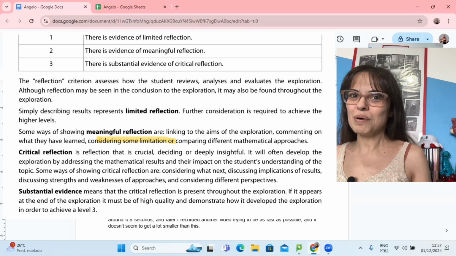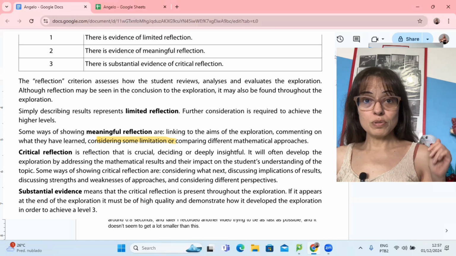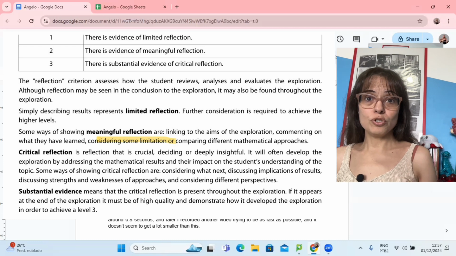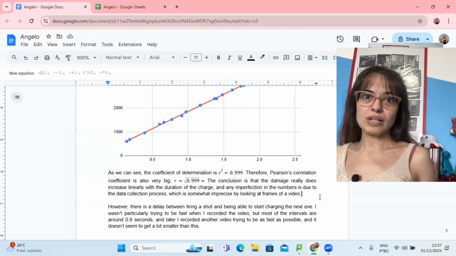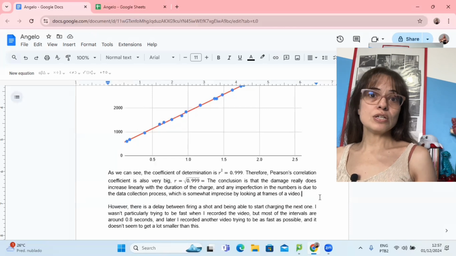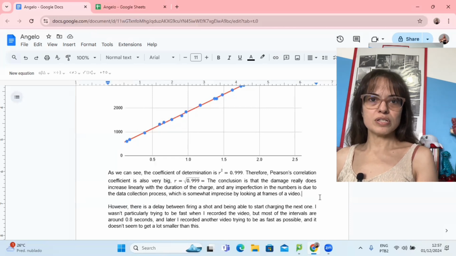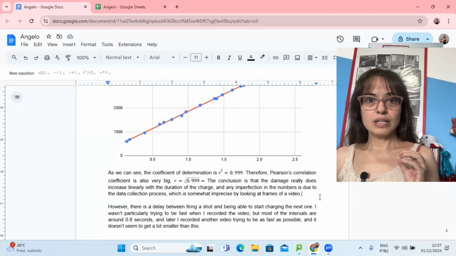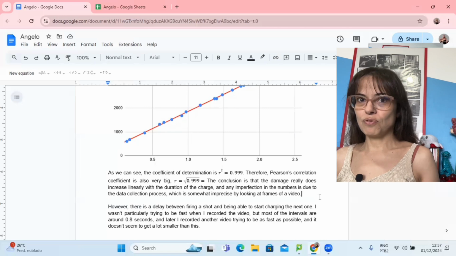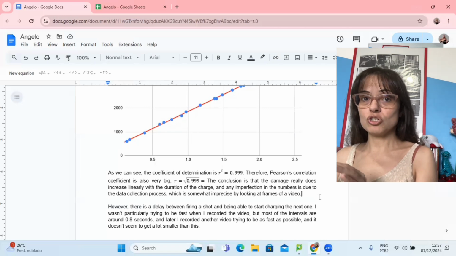Those are examples of things. But most importantly, if you are going to consider limitations, mention them when they are relevant. If the imprecision of my data collection process is a relevant limitation, this is the moment where it's relevant. It's when I am looking at the results from the data that I've collected. So I should mention it here.